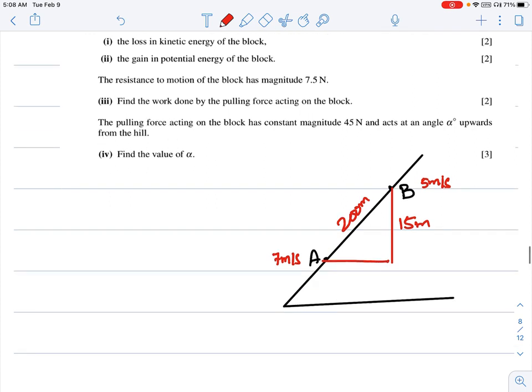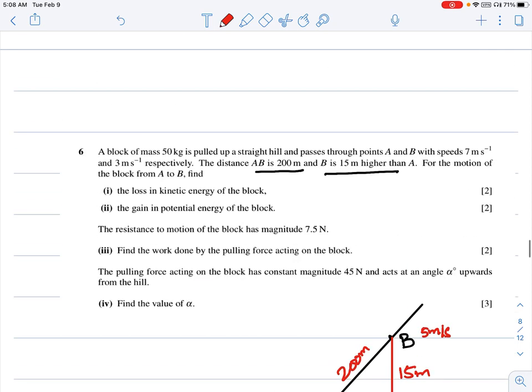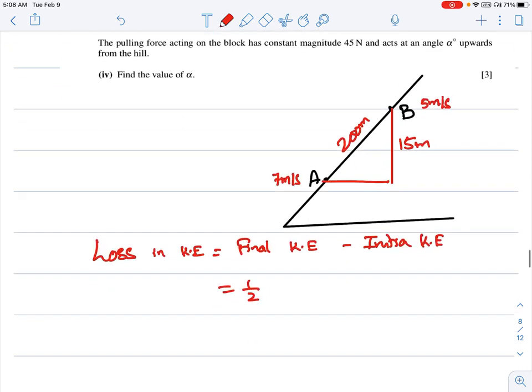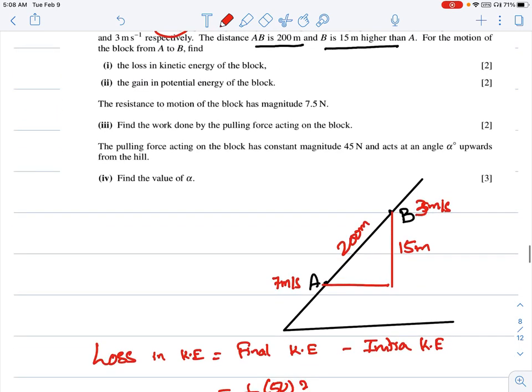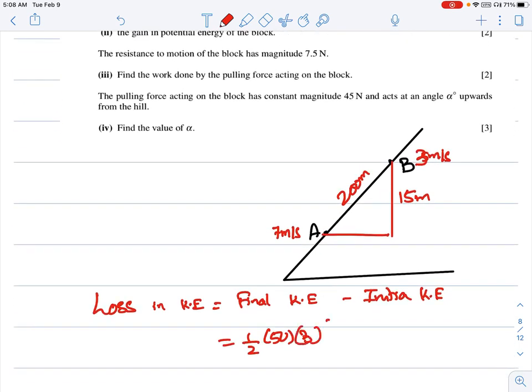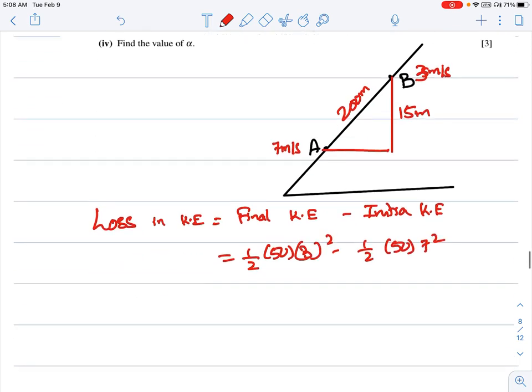Very simple question. Loss in kinetic energy is final kinetic energy minus initial kinetic energy. Final kinetic energy is half times mass, as the mass has been given, which is 50 kg, 50 times 5 squared, is it 5 or 3? It's 3, not 5. So 3 squared minus half times 50 times 7 squared.